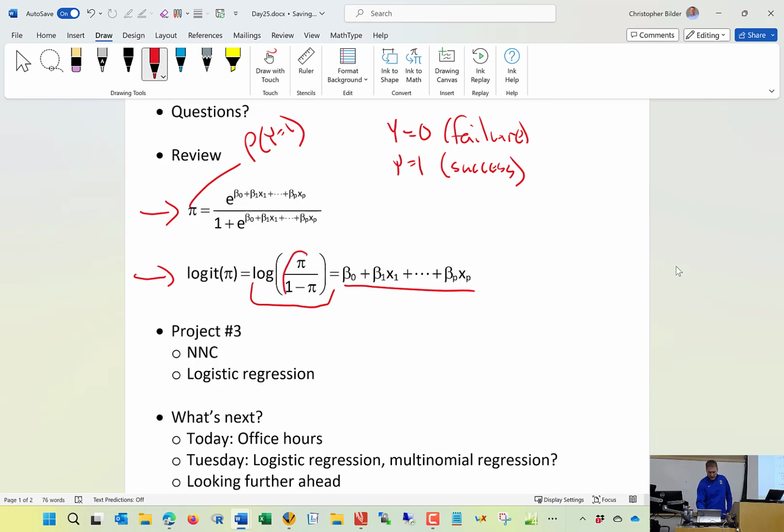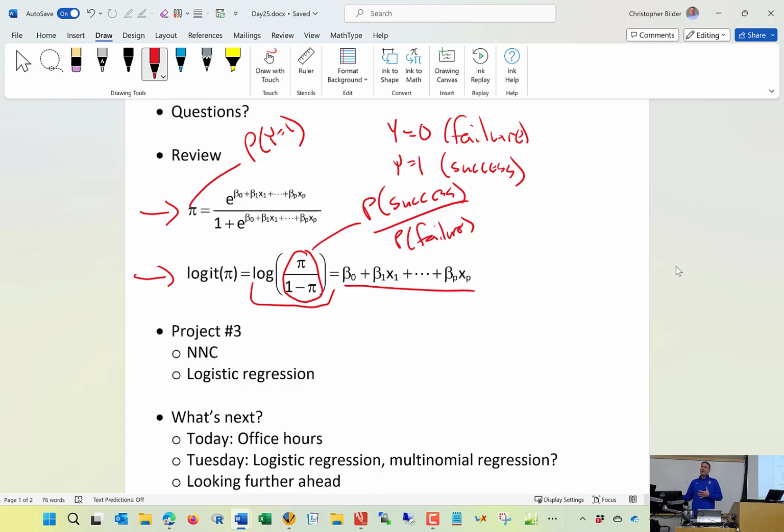Just out of curiosity, because I don't think we really talked about this last time, this pi over 1 minus pi is essentially the probability of a success, or y equals 1, over the probability of a failure, y equals 0. What's another word to represent this kind of ratio here? Does anyone know? It's actually an odds. So this is the odds of a success here. And so notice we're modeling the log odds of success as equal to this linear combination of the betas and the x's.